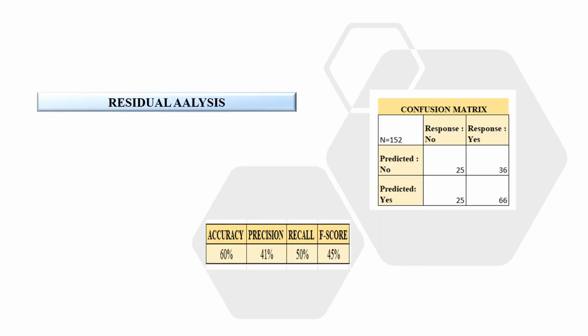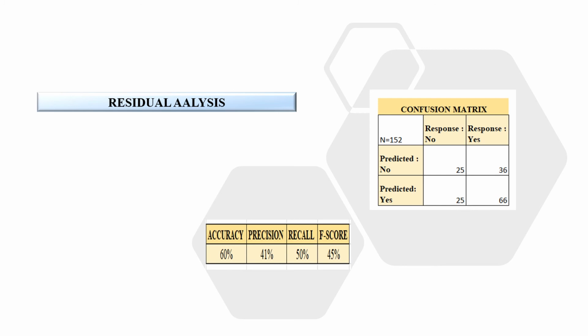From the figure, our built model can predict the loan status value at an accuracy of 60%, and the fraction of relevant instances among the retrieved instances, precision, is 41%. The fraction of the total amount of relevant instances that were actually retrieved, that is recall, is 50% and the F-score is 45%. But we are receiving certain negative values for predicted probabilities, which need to be rectified.